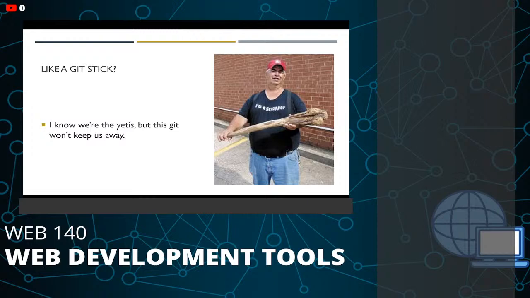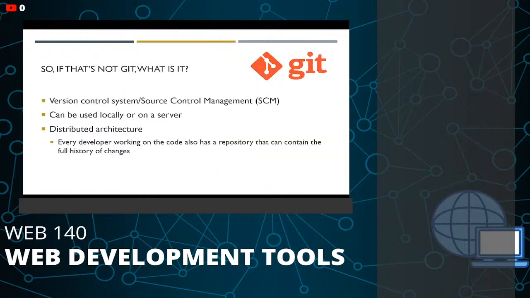But no, we're not talking about something that's going to try to keep us away. We're not talking about something that's going to separate us from things. We're talking actually about something that's going to help us out and help bring things together. Git, in terms of programming, is what we call a version control system, or it's also known as an SCM, for source control management. We have some code, and this allows us to write different versions of our code, keep track of our code, and version out our software.